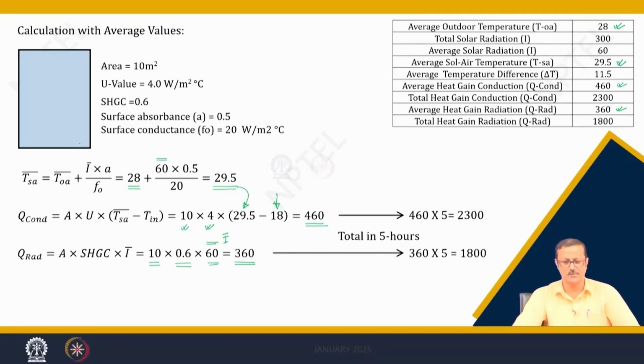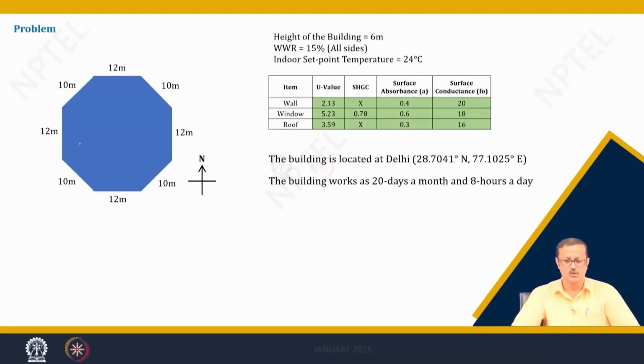So, as we have discussed, multiplying by 5 will give the actual result also. So, we are very happy that now we can use a smaller amount of data and find out the actual annual impact also.